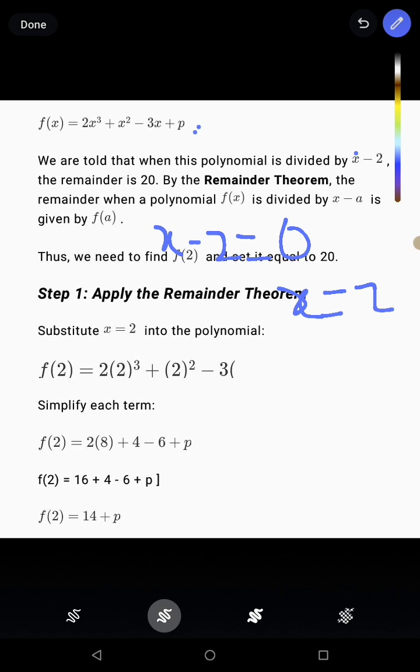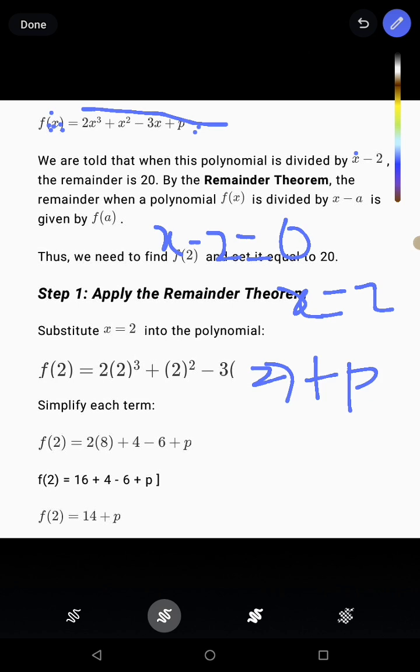All you need to do is to substitute 2 for x here. I get what I'm saying? Substitute 2 for x here, for x here, for x here. Anywhere you see x, put 2 there. So that will be 2 into bracket 2 raised to power 3 plus 2 into 2 raised to power 2 minus 3 times 2, then plus p. Are we together here? So that is it.